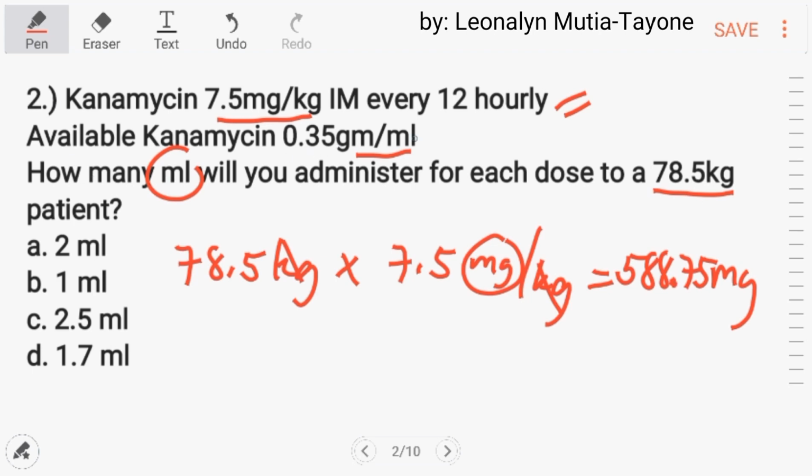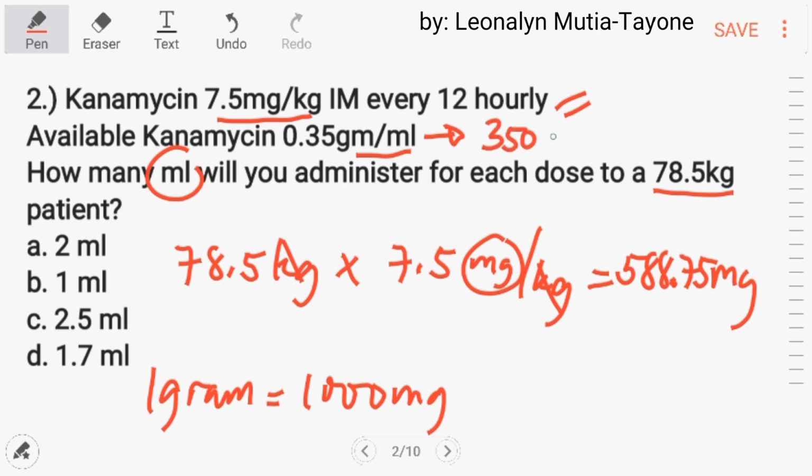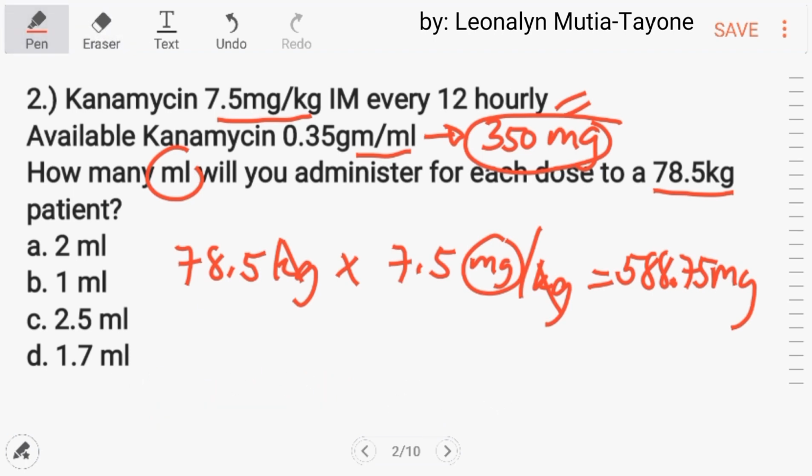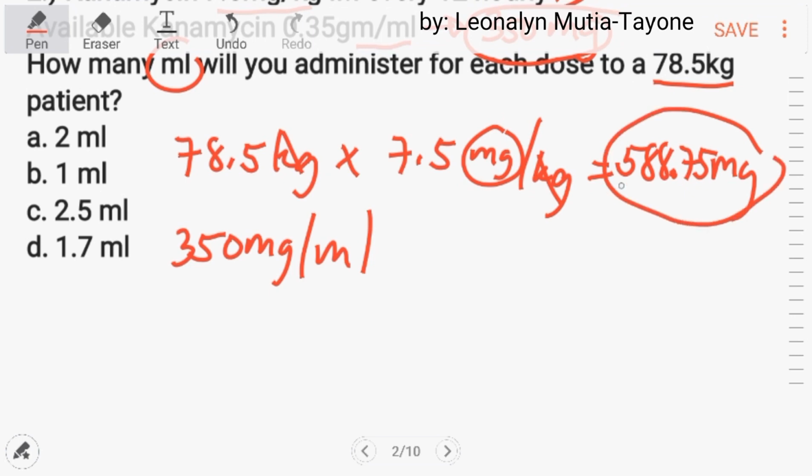Available 0.35 gram per ml. First, we have to convert this gram to milligram. 1 gram is equivalent to 1,000 milligram. So 0.35 gram is 350 milligram. Now we have 350 milligram per ml, and we are to give 588.75 milligram. Solution number 1.